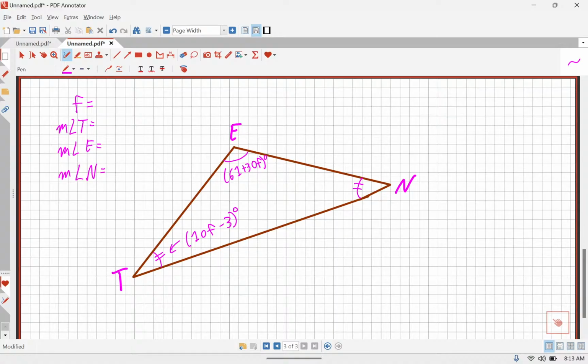Okay, guys, when I say teach, I want you to say, okay, how can we set up an equation to solve and find out what F is, and then how do we use that F to actually find those angle measures? Let's give it a try, and here we go. Teach.